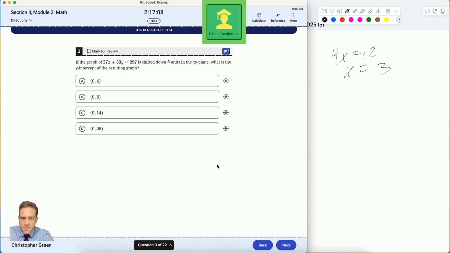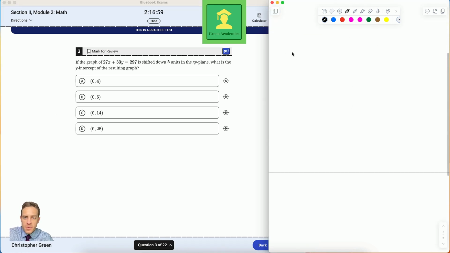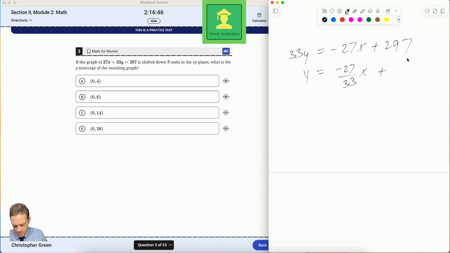If the graph of that is shifted down 5 units in the xy plane, what is the y-intercept of the resulting graph? Well, I would recommend switching all lines to be in slope-intercept form if they're not already. So I'm going to carefully recopy this by putting this on the other side. And then, of course, you divide everything by 33 to put it in slope-intercept form. And I believe that is just 9. And then if you were to graph this, this would have a y-intercept of 0, 9 and be sloping downward. Shifted down 5, this is of course 0, 4.